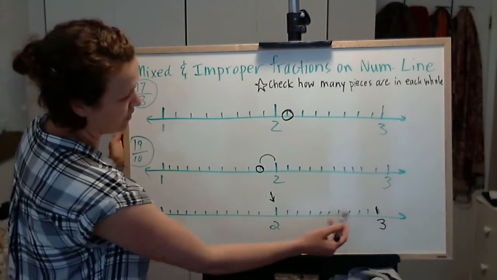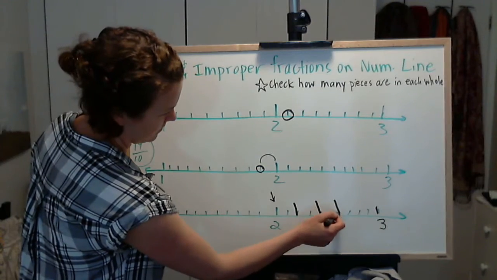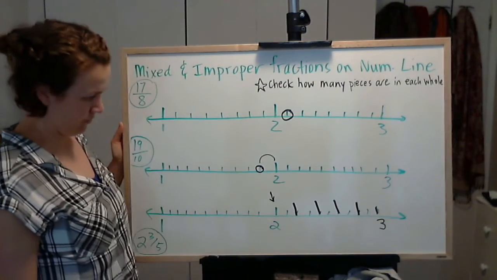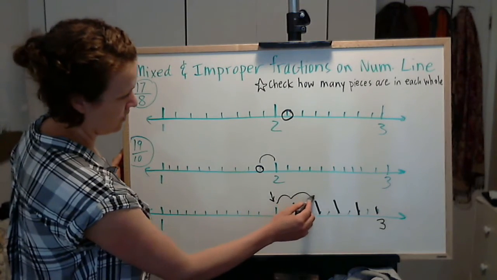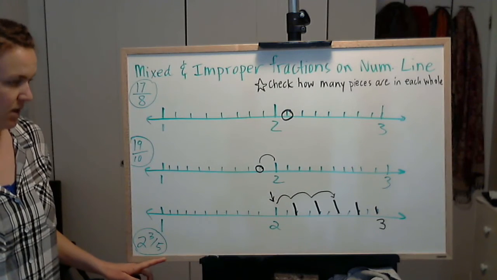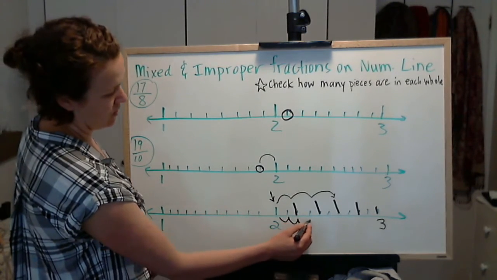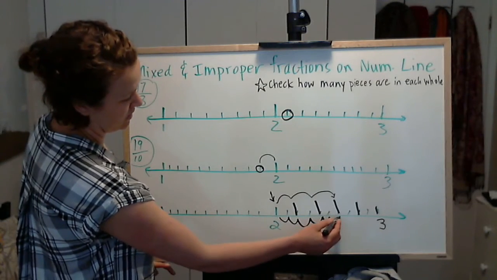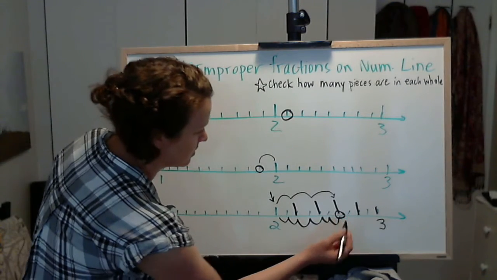If this was divided into 5 pieces, then it would be every second 10th. So 3/5 would be 1, 2, 3. And that's the same as 6/10. Let's just check. 1, 2, 3, 4, 5, 6. So this is where your dot should go.